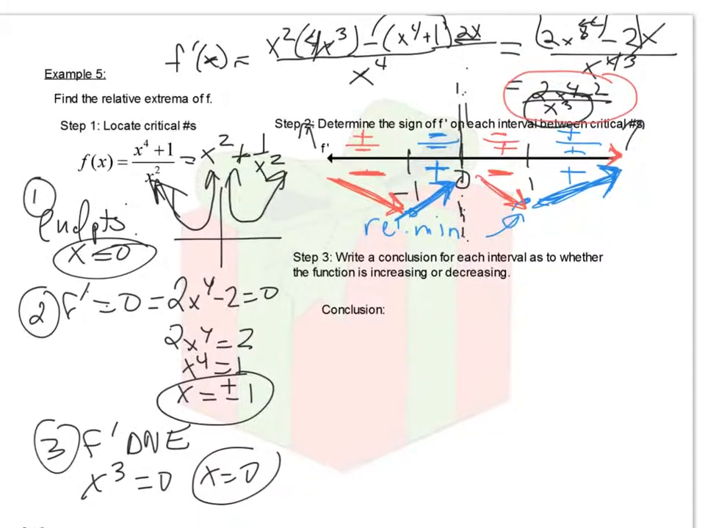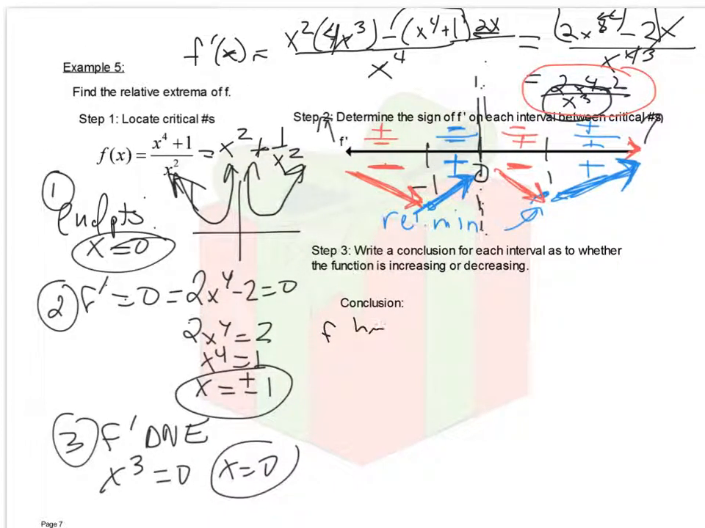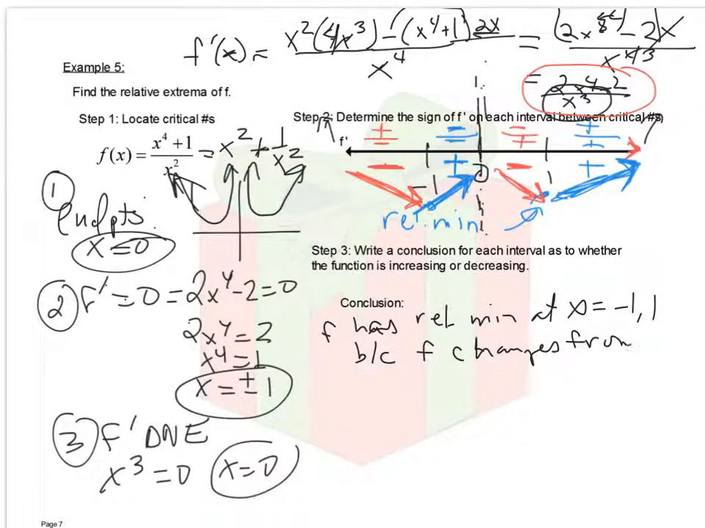All right, so f has a relative min at x equals negative 1 and 1 because f changes from decreasing to increasing. You could have also said because f prime switches from negative to positive, or the slope changes from negative to positive, same thing. So it has a relative min there.